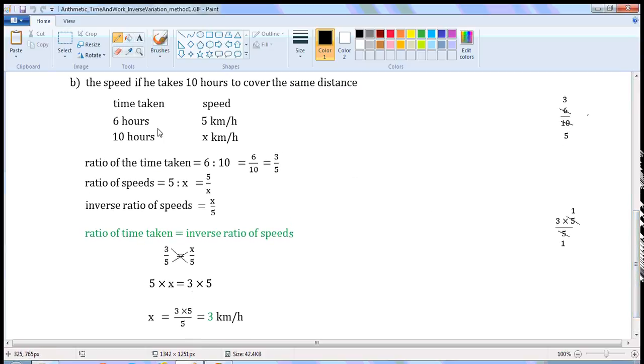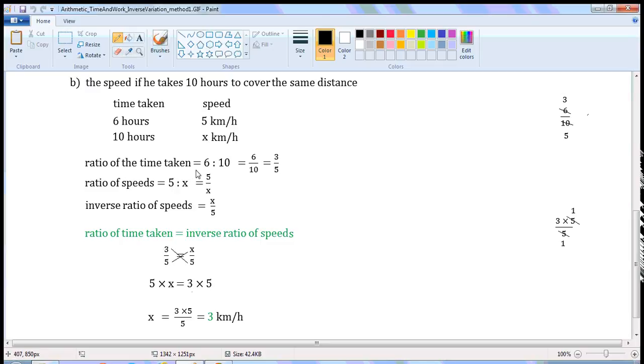Next one, the speed if it takes 10 hours to cover the same distance. Given when the time taken is 6 hours, speed is 5 kilometers per hour. We have to find the speed when the time taken is 10 hours. Let the speed be x kilometers per hour.